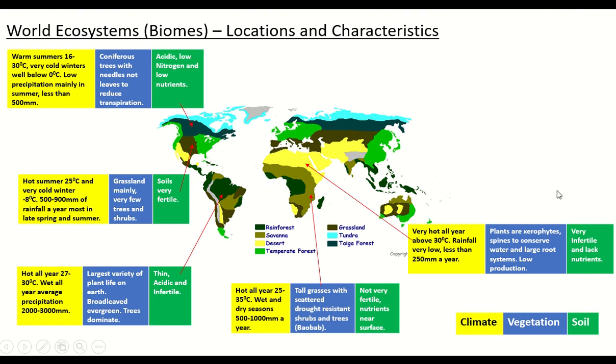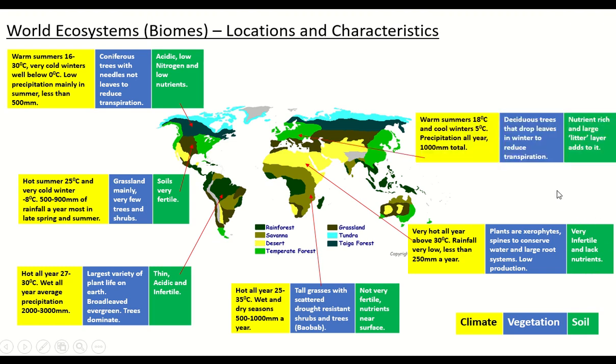The next ones are the ones that we'll be familiar with, and again, like the rainforest, we'll go into more detail for these. These are the temperate forests, or the deciduous forests. So these are the ones we associate with the United Kingdom. We tend to have warmer summers, up to 18 degrees, and cooler winters of maybe 5 degrees Celsius, and we do get year-round precipitation, around 1,000 millimetres in total on average.